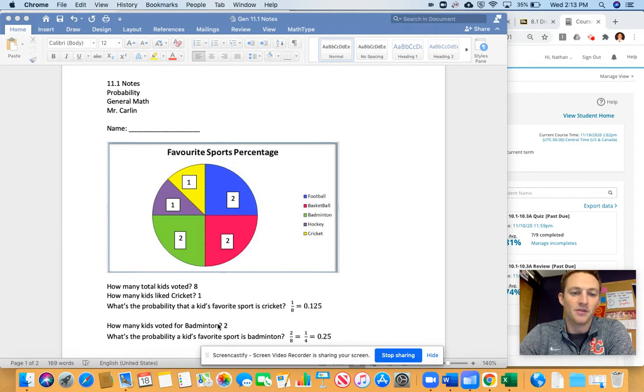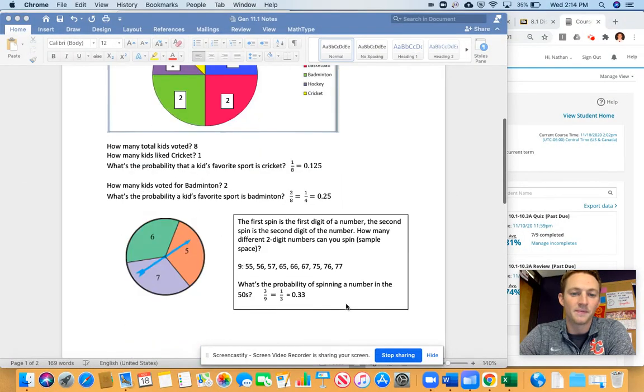How many kids voted for badminton? That's in green right here. There were 2 votes for badminton out of 8. So 2 over 8 simplifies to 1/4. You just divide the top and bottom by 2, and that is also 0.25.